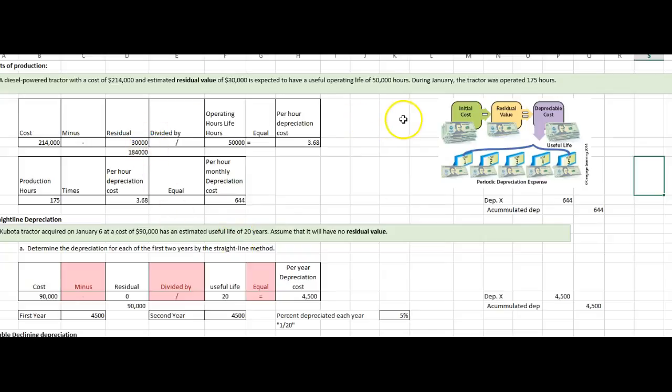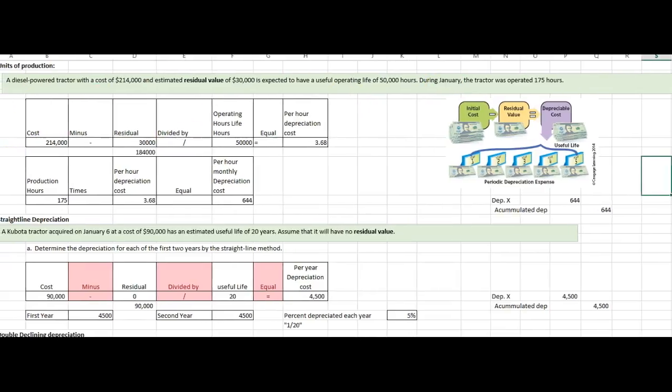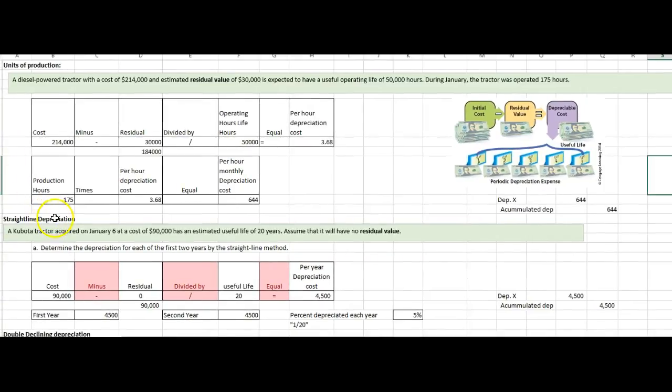One way we're going to look at it is the units of production. Let's see if I got this right. Yes, this is units of production. Right here. Straight line depreciation, and then double declining depreciation. They all have the same basic calculation to begin with. So this tractor costs $214,000 to begin with.